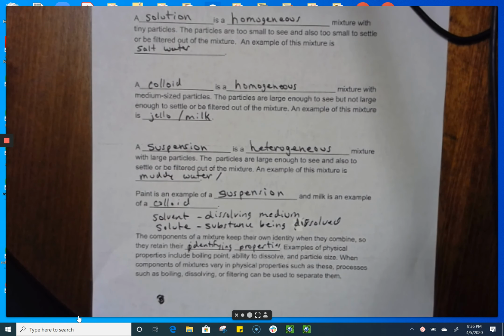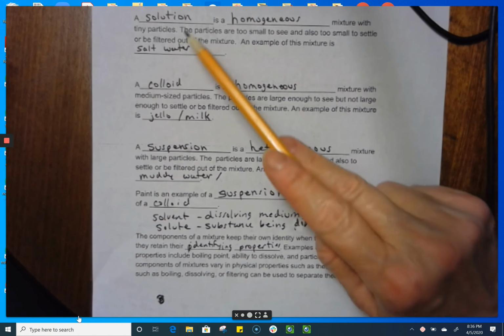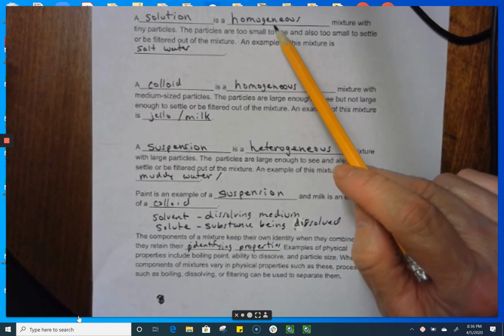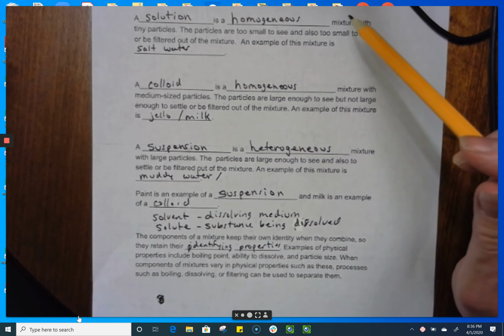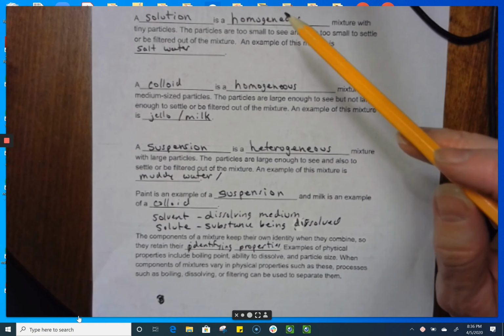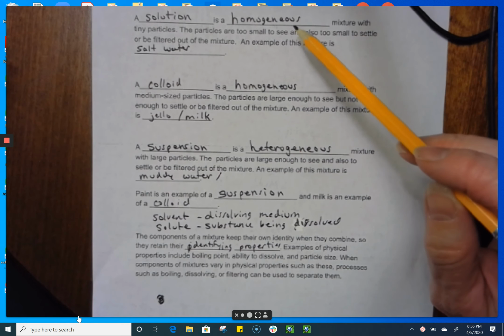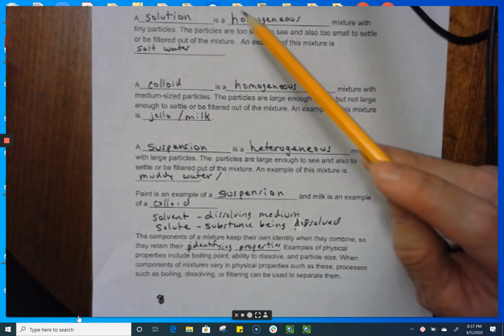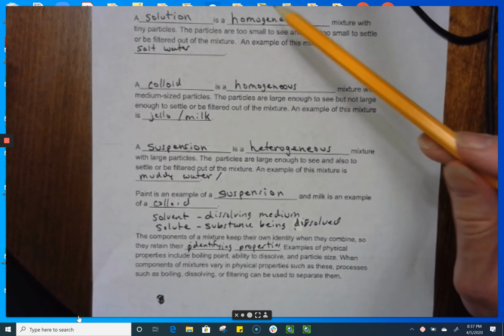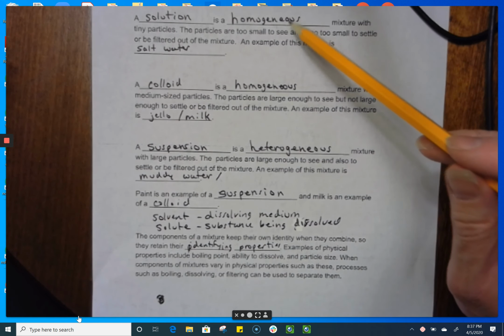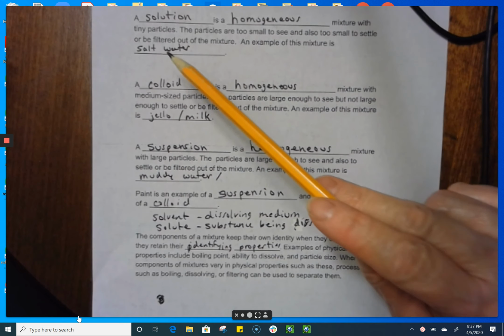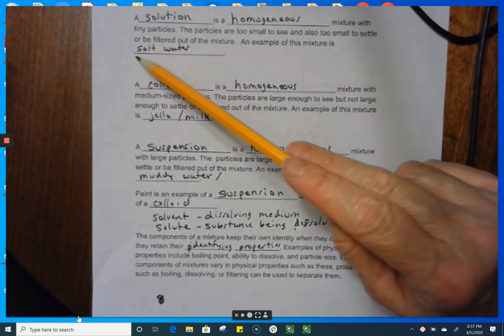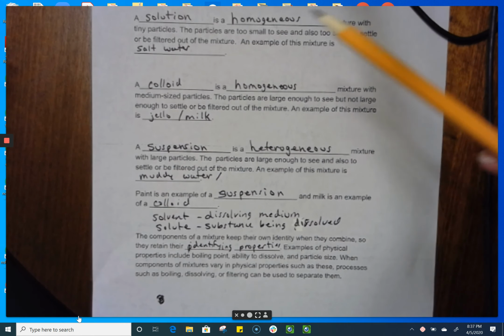Okay, so a solution's homogeneous because you cannot see the individual parts of the solution. A solution has very tiny particles. It has very tiny solute particles that are dissolved into the solvent. They don't settle. And so it's a solution. And because you can't see the individual particles, it's a homogeneous mixture. And salt water is an example of a solution.